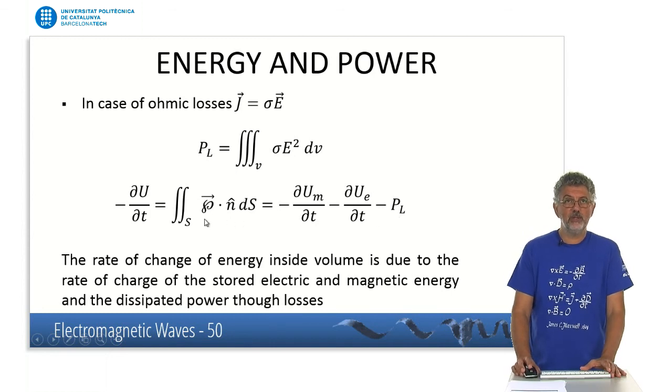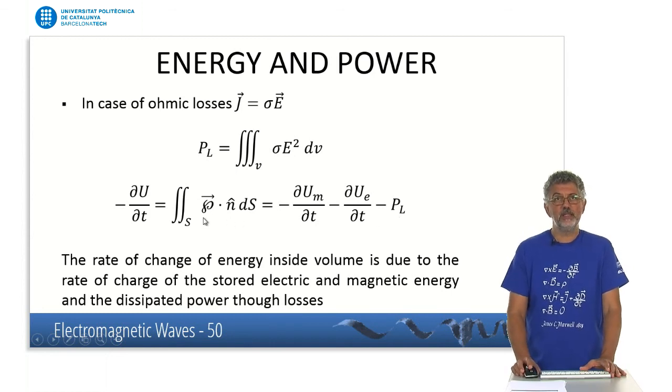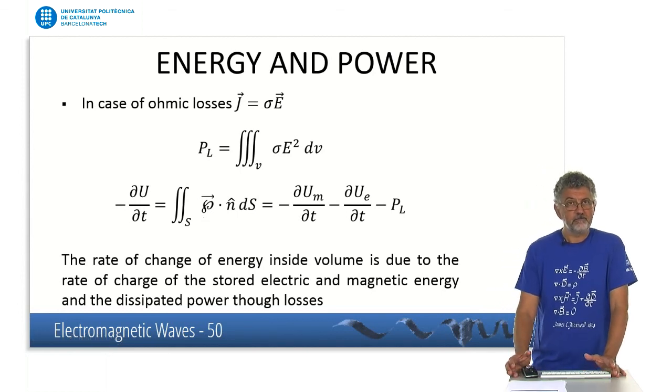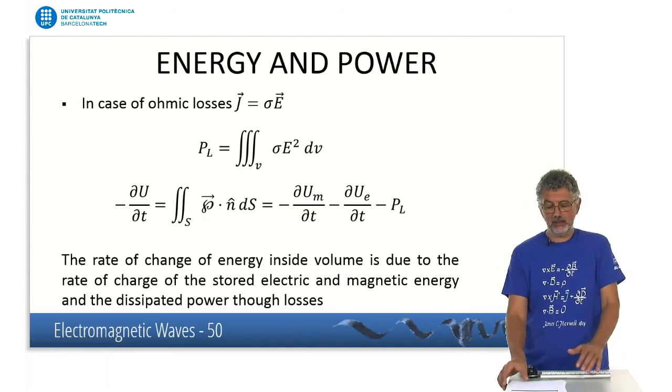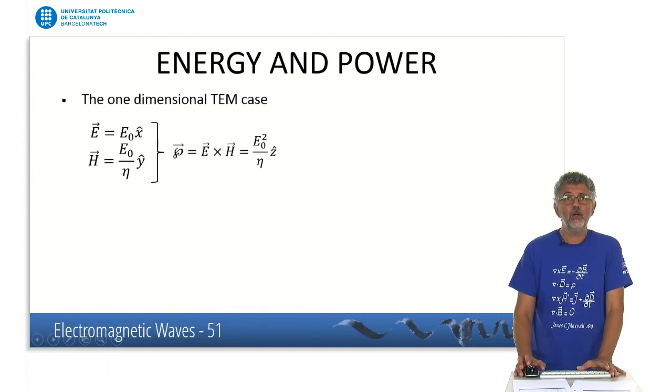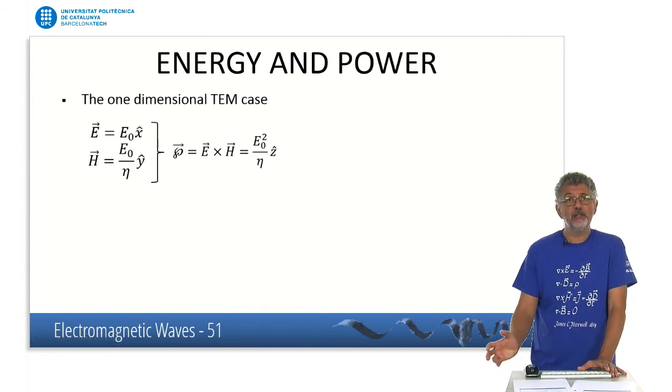So we can see that the meaning of this Poynting vector is that it gives us the rate of change of the energy inside the volume.